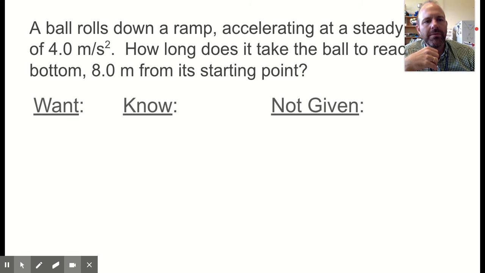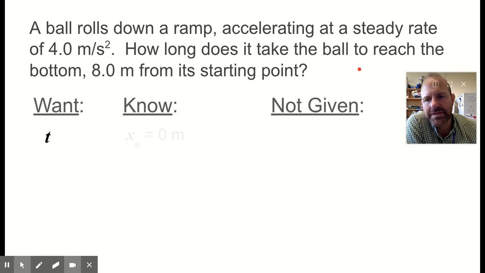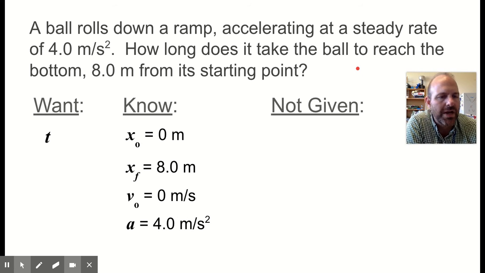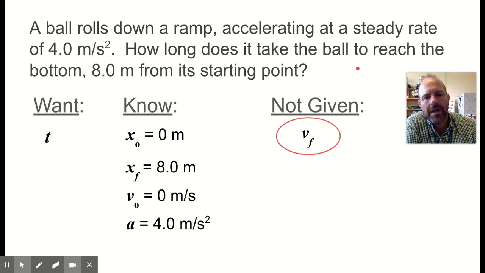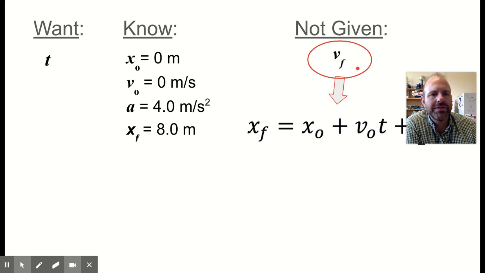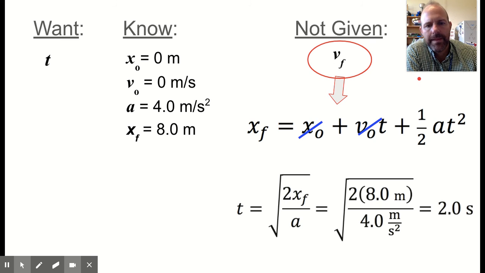We read the problem, we say, well, what do we know here? We know a bunch of things. We want the time. We know the initial position. We know the final position. We know the initial velocity and the acceleration rate. We don't know the final velocity. So we can pick an equation that doesn't have that, and our only equation that doesn't have that is our equation that starts x final equals. Cross out things that are 0. Solve for time. The square root of 2x final over a is 2 seconds.